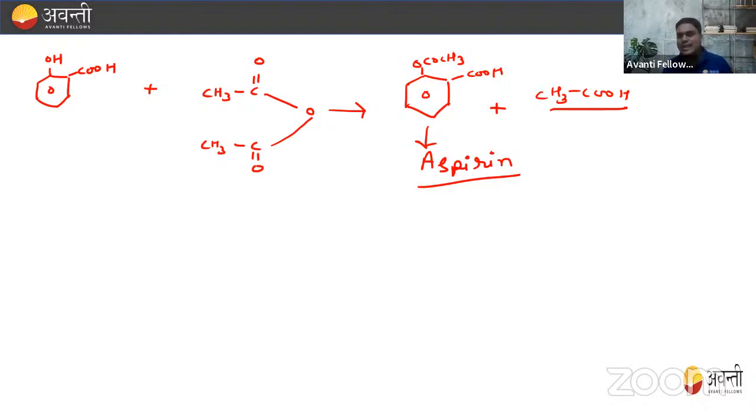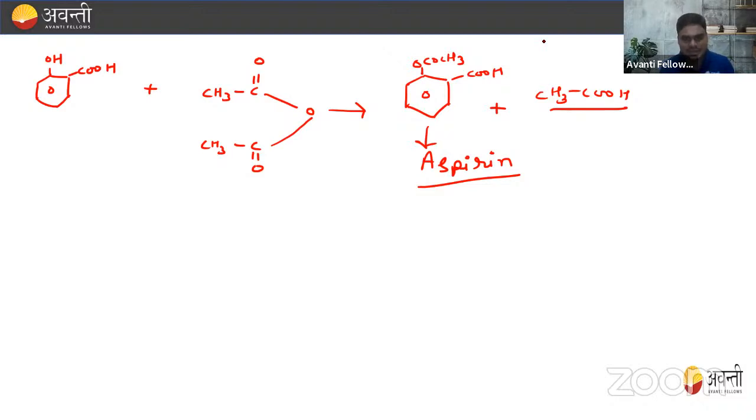Did everyone understand how aspirin was formed? Quickly tell me once, fast. All of you, I'm waiting for your reply. Please confirm. Did everyone understand how aspirin will be formed from salicylic acid?